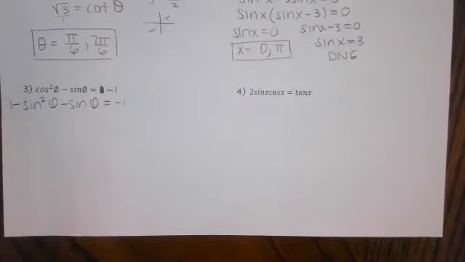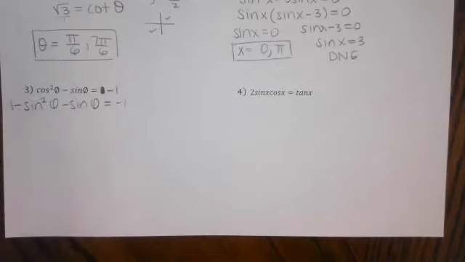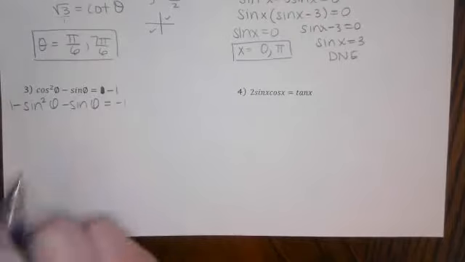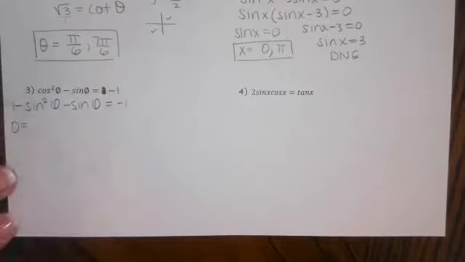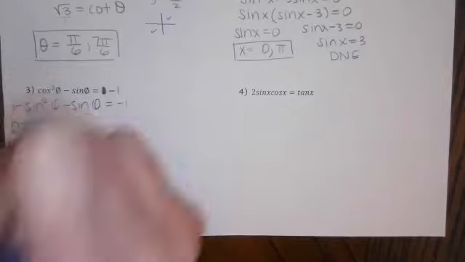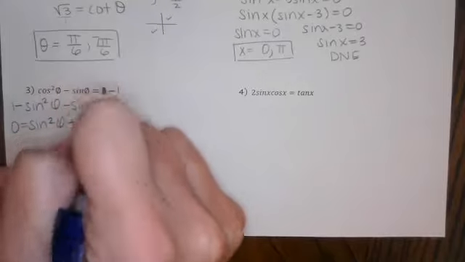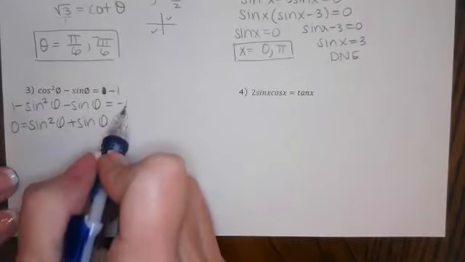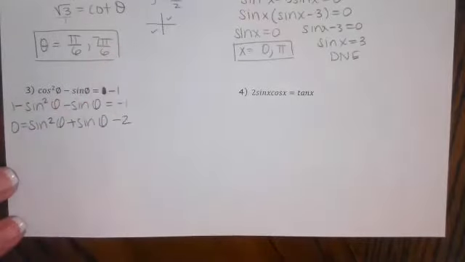All right, now that we used our identity to get everything to have only sines, we notice that there's a squared term and a first power term. So we're going to go ahead and get that all together on one side. Again, I like it to be a positive sine squared, so I'm going to move everything to the right-hand side. So on my left-hand side, I'm going to be left with 0. I add the sine squared. I'm going to add the sine. And then I'm going to subtract this 1. So when I subtract the 1, -1 minus 1 is -2.